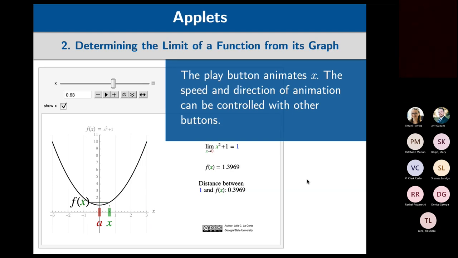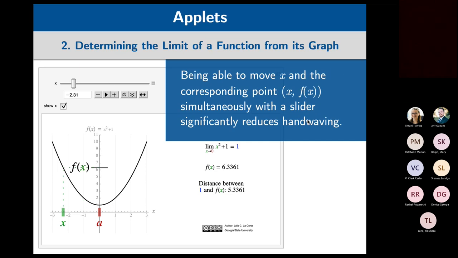The play button, oh, you can't see my arrow, I don't think. Well, anyway, the play button animates this picture. There's a direction control allowing you to reverse the direction X is traveling in. We can speed up and slow down the animation as well with those controls at the top of the applet. This is all built into Mathematica. None of this required any extra effort for me to code the animation controls.